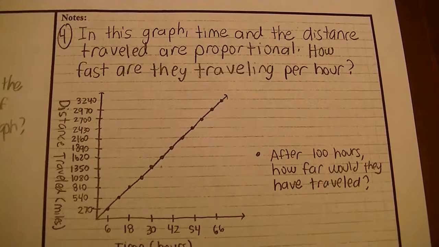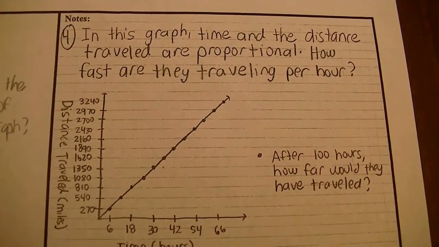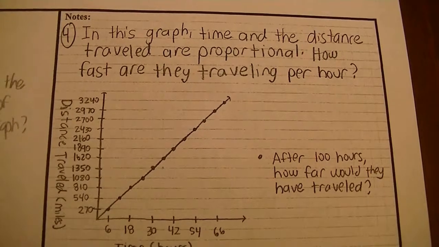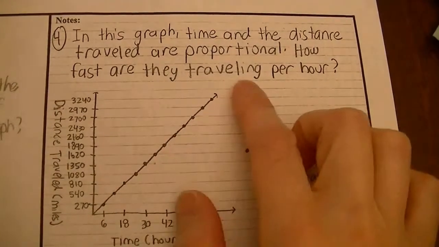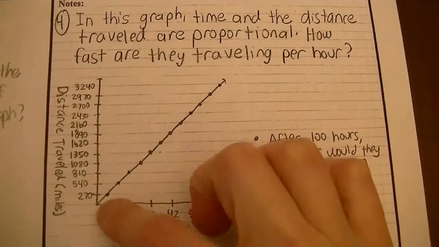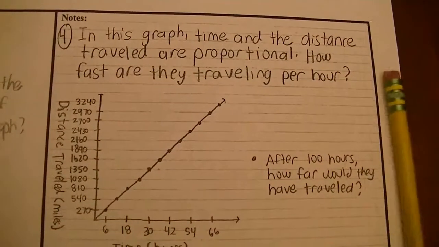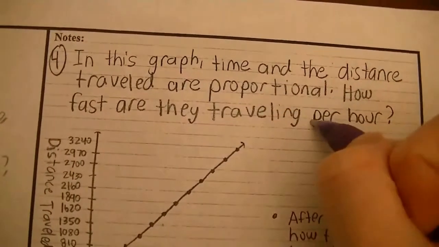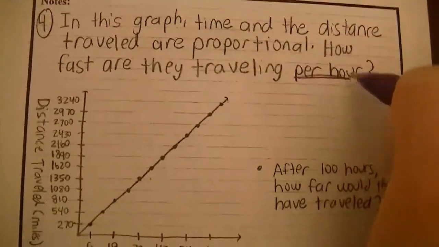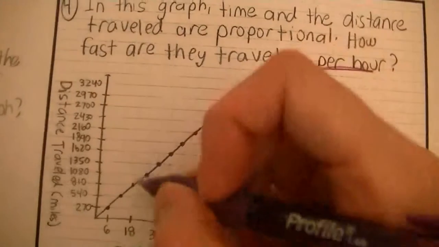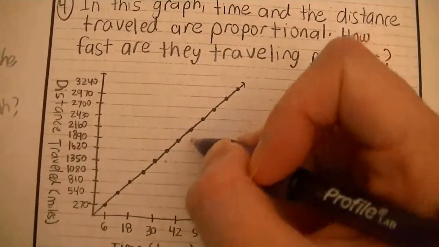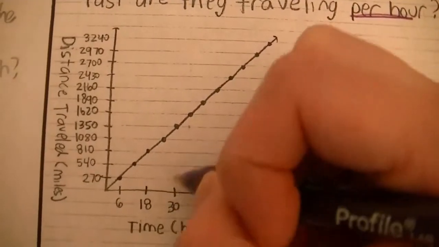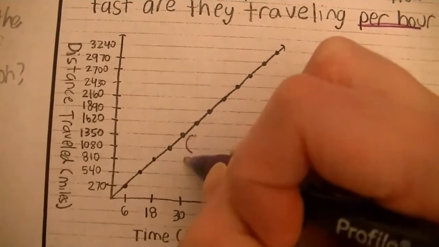Number 4 says, in this graph, time and distance traveled are proportional. How fast are they traveling per hour? I know this is a proportional graph because it's linear and it passes through the origin. This first question is wanting us to find the unit rate. How fast are they traveling per hour? I would start by listing some of the ordered pairs that compose this line. It doesn't matter which ones you choose. Pick whichever ones you want.